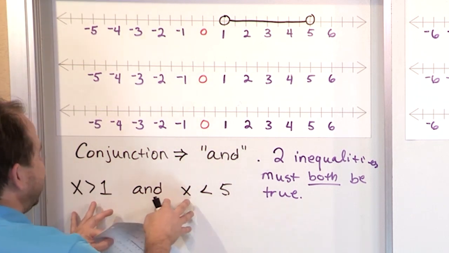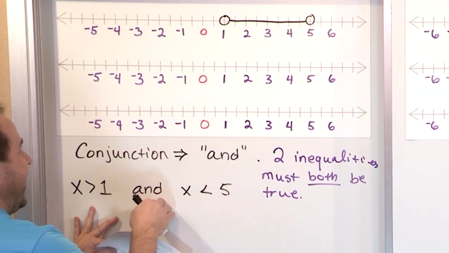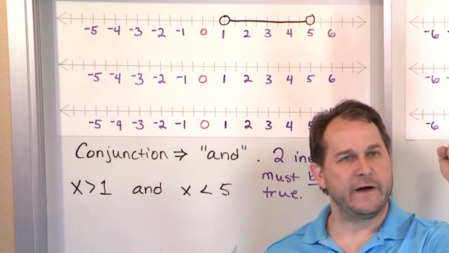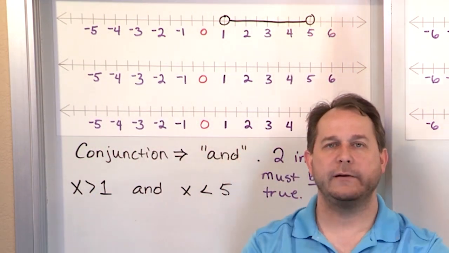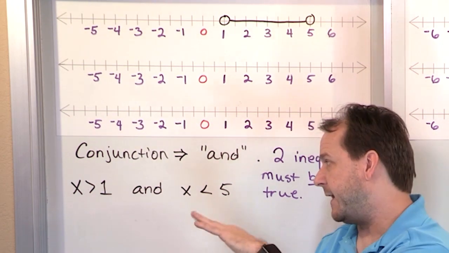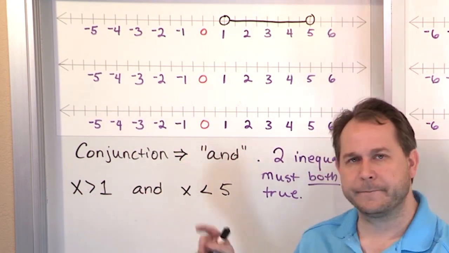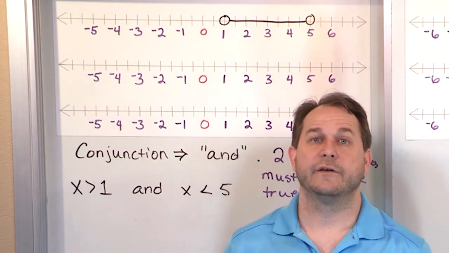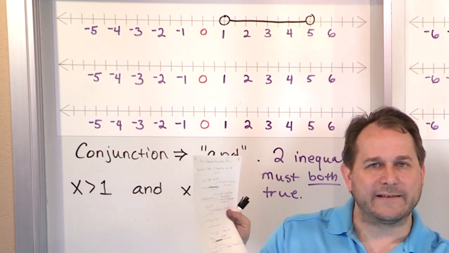So all of these inequalities that are joined with the word and are going to look like segments on a number line. They're going to have an initial point and a terminal point, either open or closed circle, depending on whether I have equal signs under here. But there'll be 2 points on the number line, and the and inequalities, the conjunctions, will be a segment of the number line.